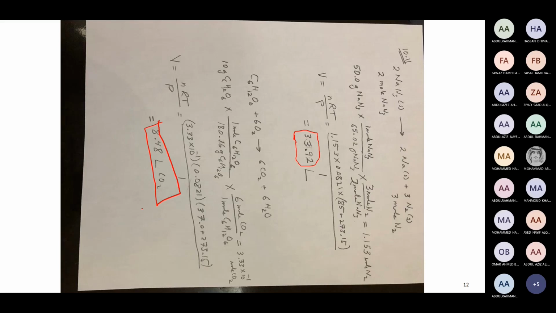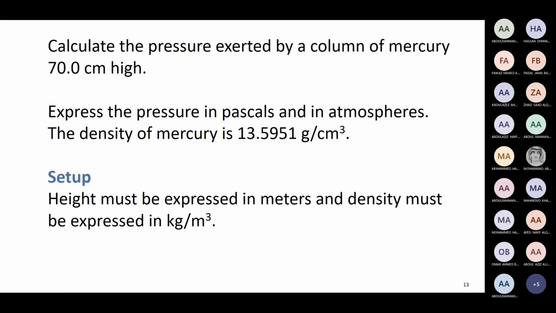Here, exactly, good. Okay, calculate the pressure exerted by a column of mercury 70 centimeters high. What's the law that we're going to use? P = hdg. What's h? The height, which is this one. But the unit must be what? In meters. Why? Because we're going to use SI units. So you have to change this to meters. What's the answer? 0.70 meter. All right, good.